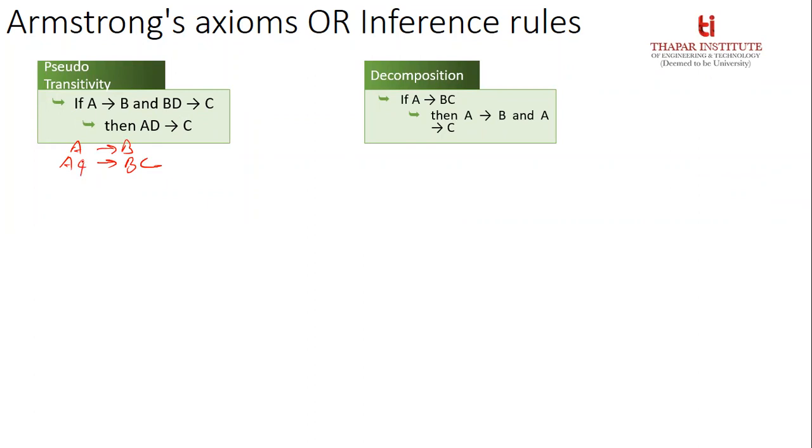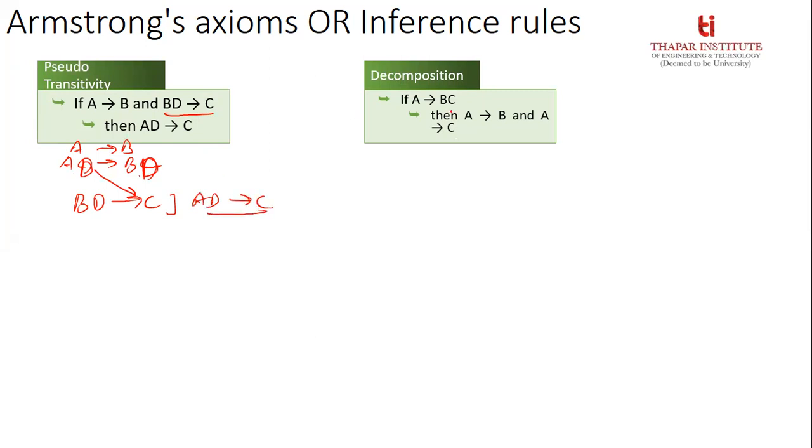Or we can say we can add D to both sides, so AD determines BD, and then BD determines C. So it will be preserved. Now you can see BD determines C is given here. So here you can see AD determines BD, BD determines C. Through the transitive relationship we can identify AD determines C.